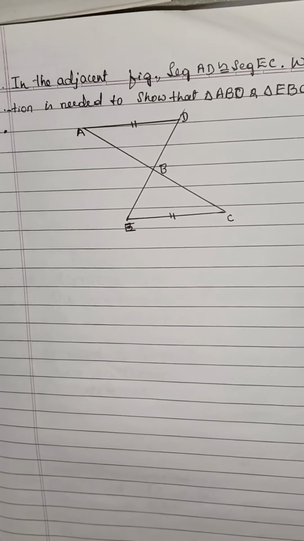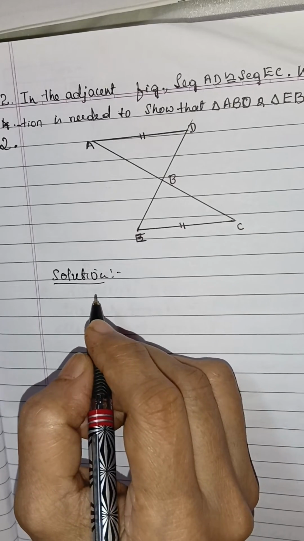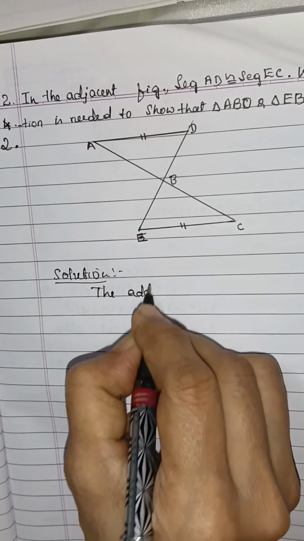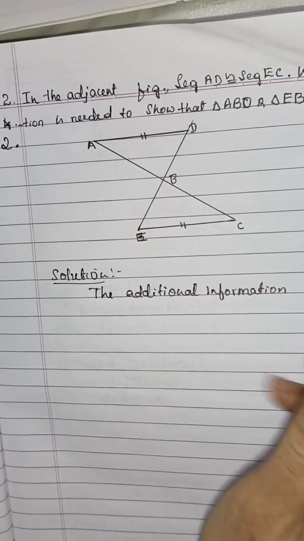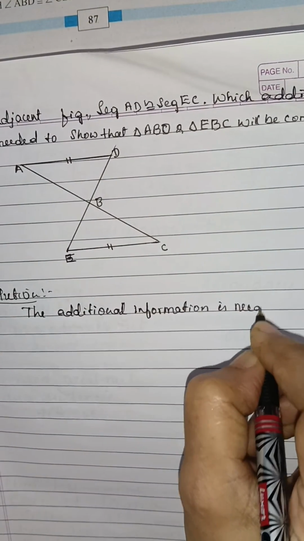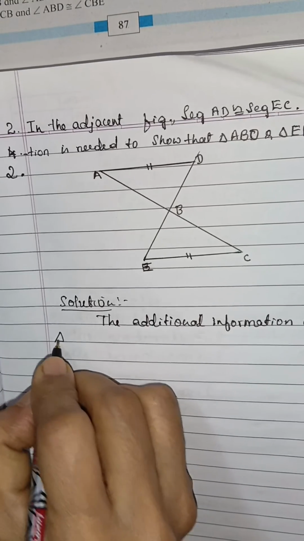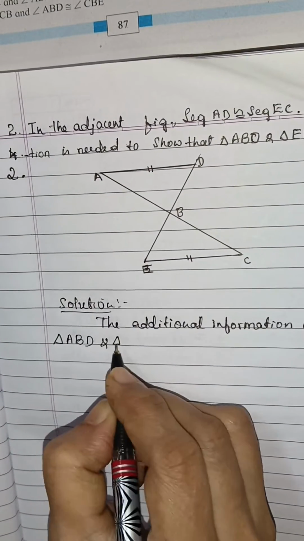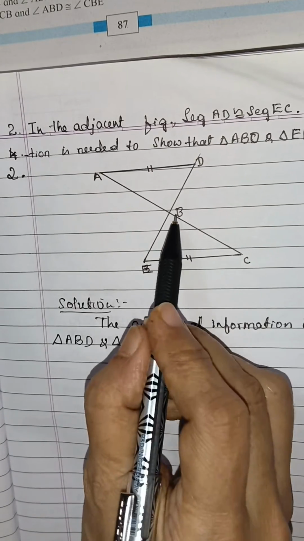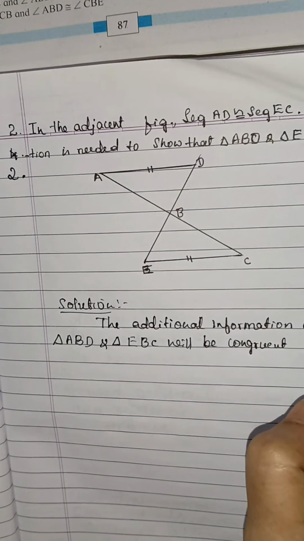I will write here. Solution: the additional information needed to show that triangle ABD and triangle EBC will be congruent by AAS test.